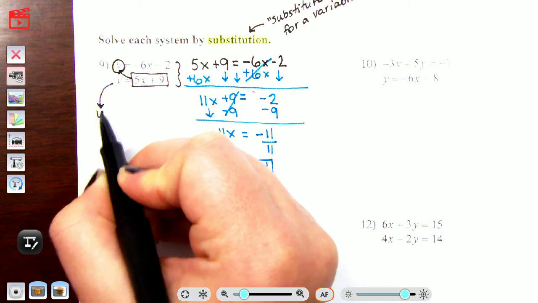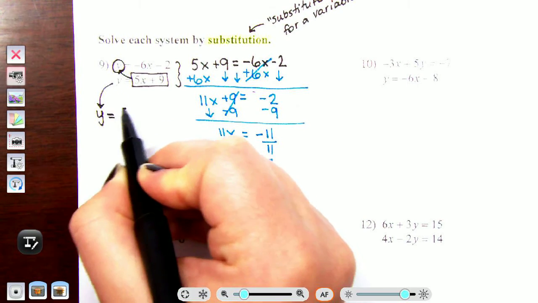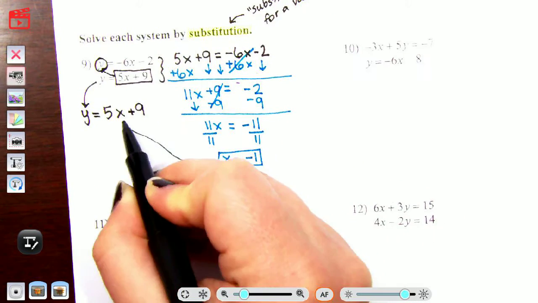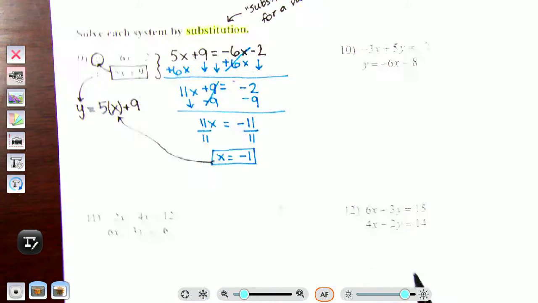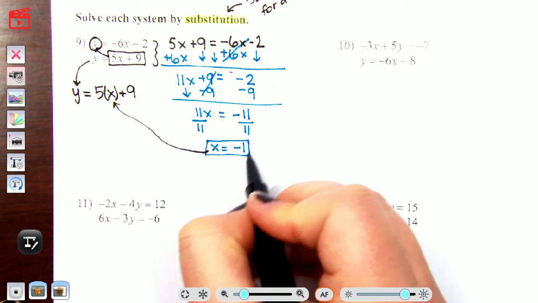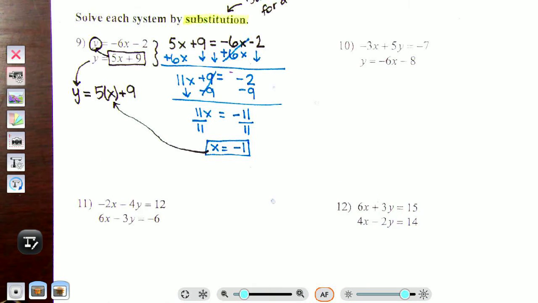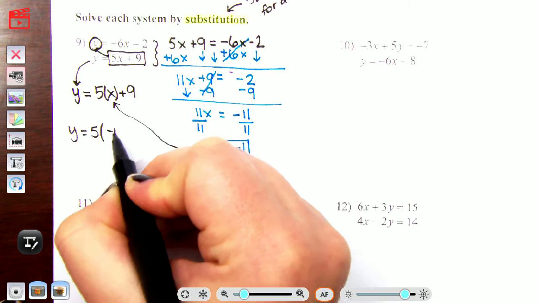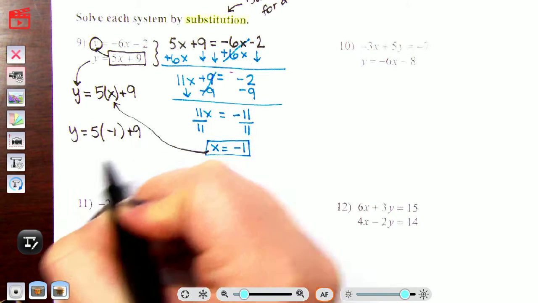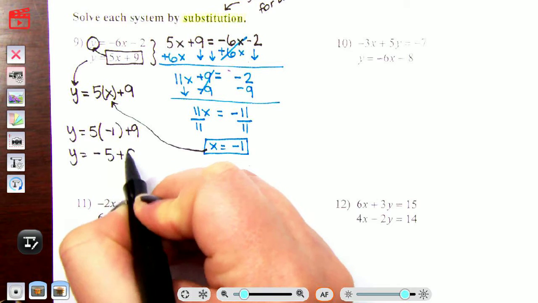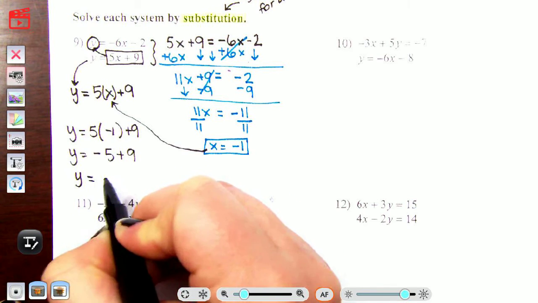Why? Get it? Why? Because I want to. I'm going to take my x and I'm going to substitute it, plug it in. Excuse me, I'm going to take my negative 1. I'm going to substitute it, plug it in for x. So I have y equals 5 times negative 1. You must use parentheses. So y is equal to negative 5 plus 9. So y is equal to, what is this, 4?